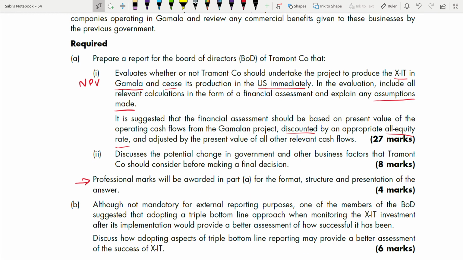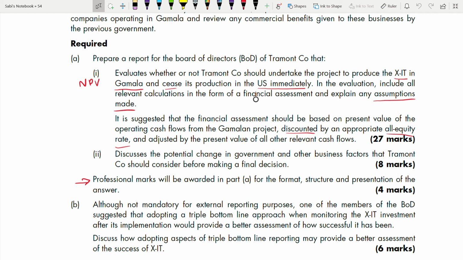So the second part is a theory question. In a report, you will be asked theory questions and calculations also, so you have to handle both. Your report is not just full of calculations in your appendix that you just explain. You have to explain some theories also, and state assumptions also. This second part is for 8 marks: discuss the potential change in government and other business factors.